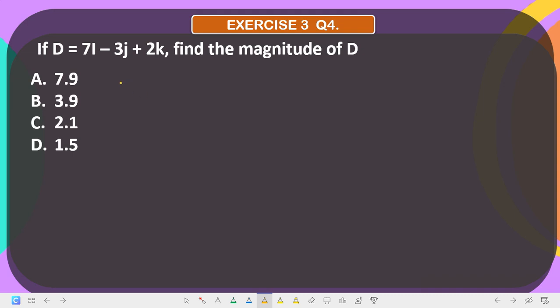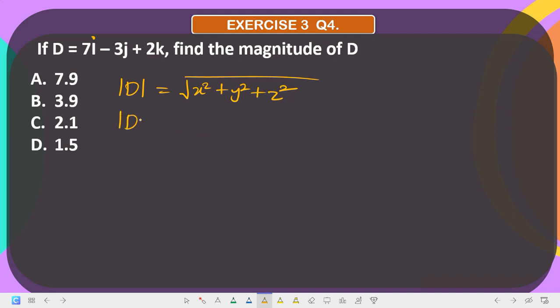Now when they say you should find the magnitude, what they expect you to do is find the square root of the x component squared plus the y component squared plus the z component squared. In this case, your x is your i, your j is your y component, and then your k is your z here.